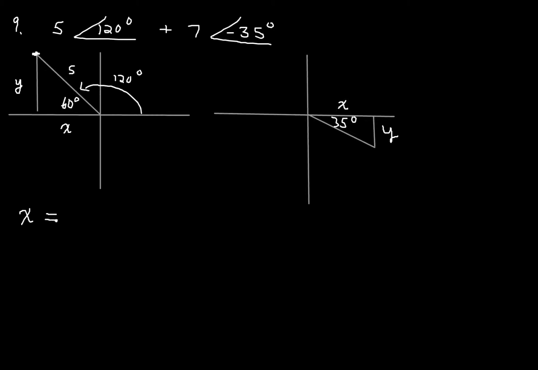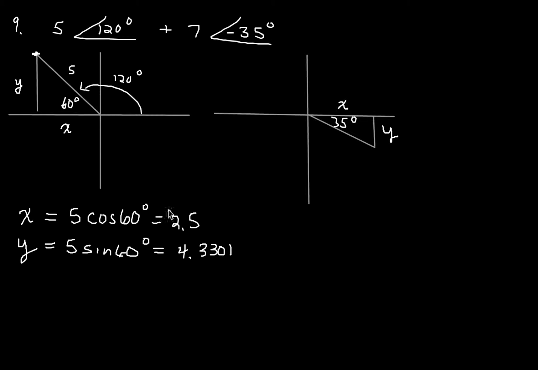X equals, you take the length of your vector, 5, times cosine of 60 degrees. Remember, x goes with cosine. And that's going to give us 2.5. And y equals 5 sine of 60 degrees. And that's going to give us our y coordinate, which is 4.3301. Now this one's going to end up being negative because that direction is negative.